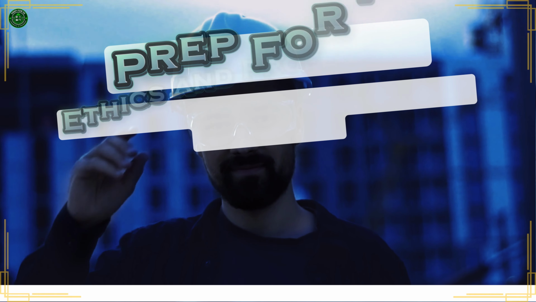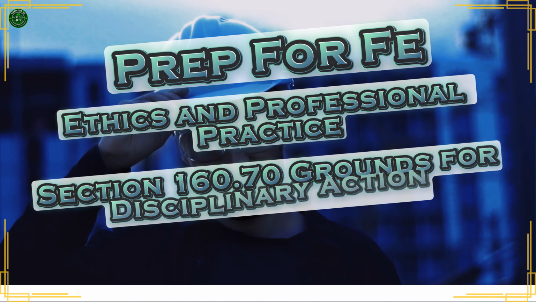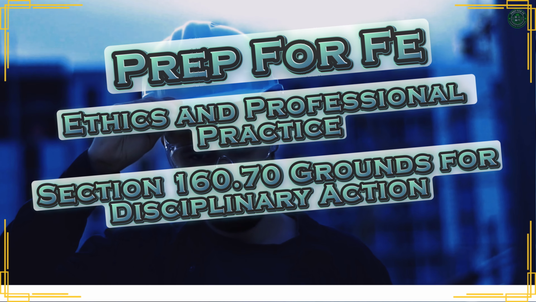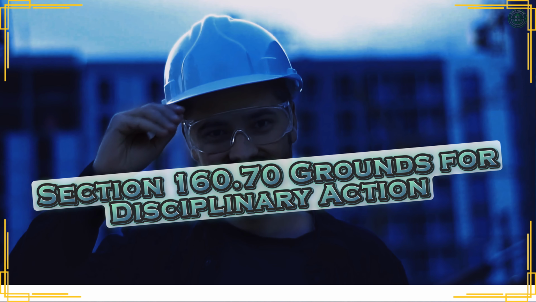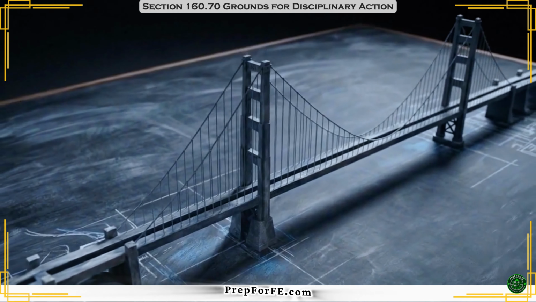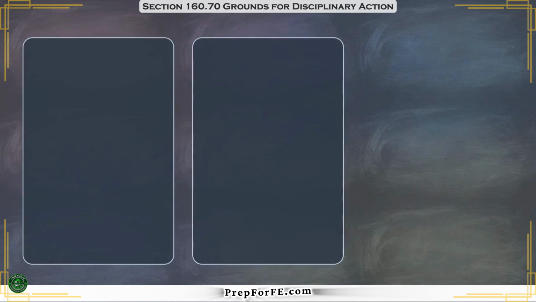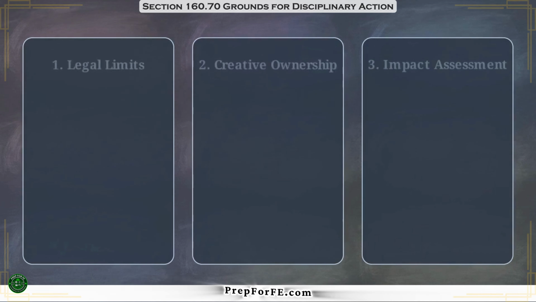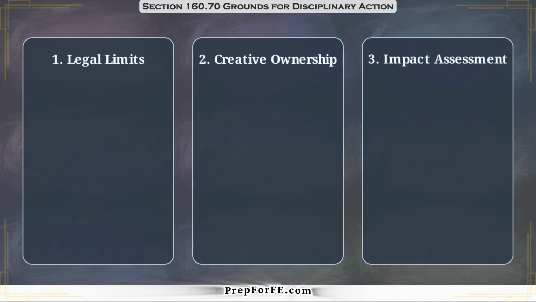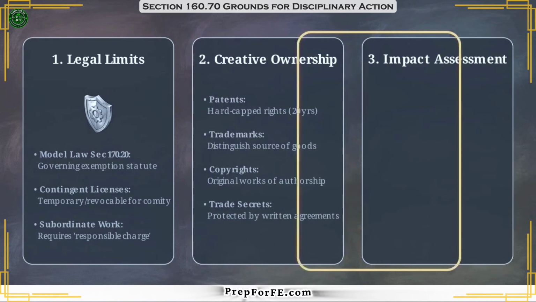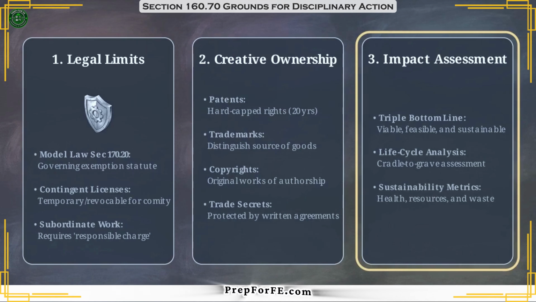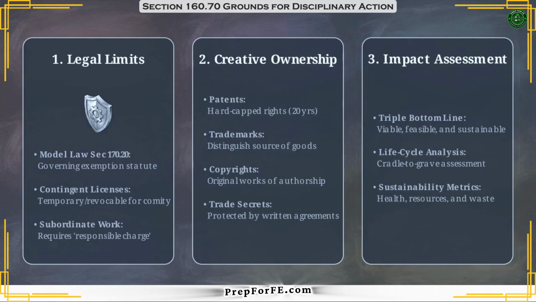An engineer's career is built on mathematical precision, but its legal validity depends on strict ethical parameters, allowing practitioners to turn calculations into tangible structures. Section 160.70 establishes grounds for disciplinary action against firms. Penalties are often triggered by failures within three specific pillars: licensure exemptions, intellectual property, and sustainable life cycle analysis.